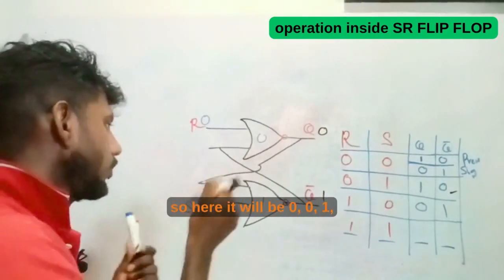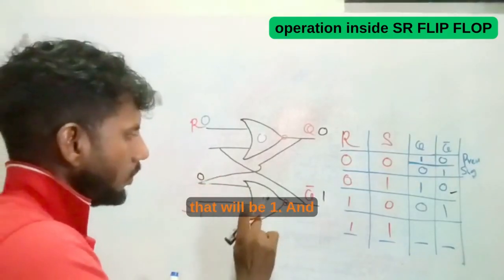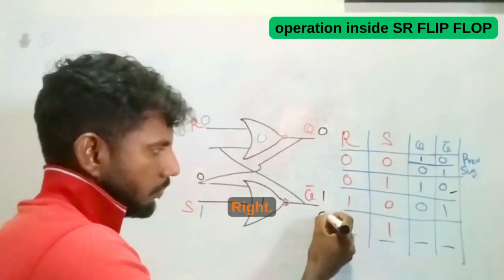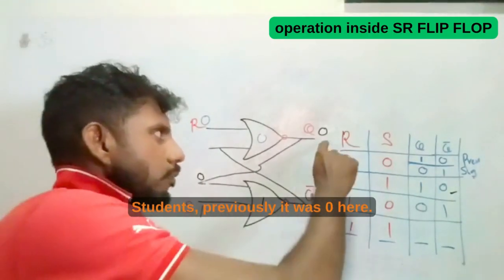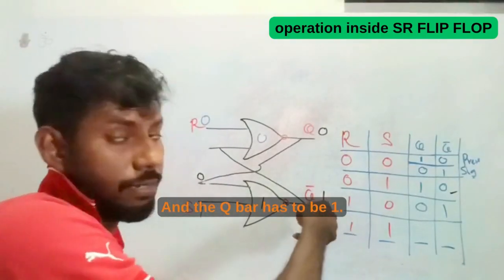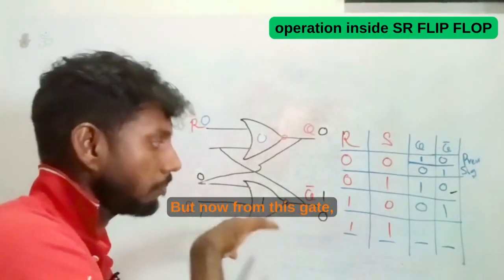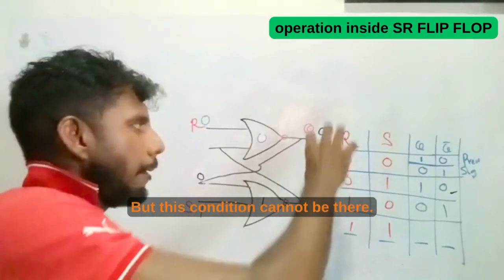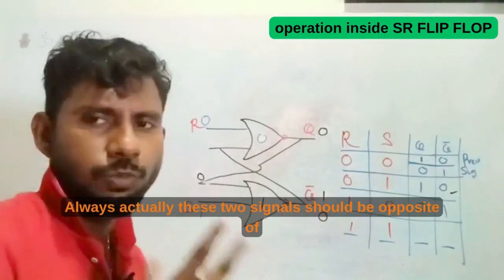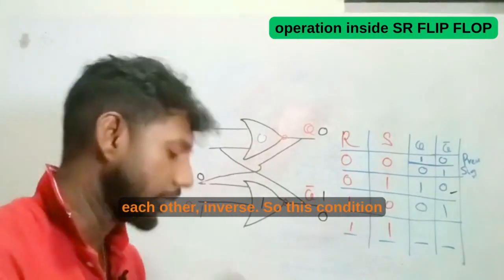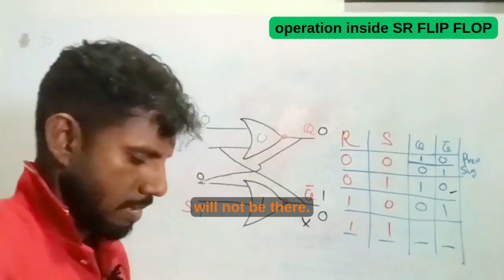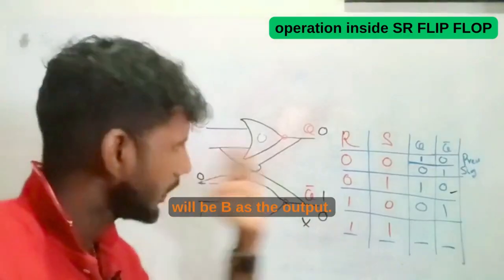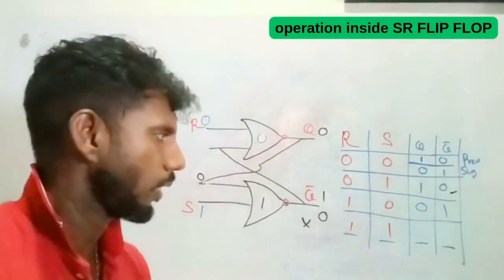Come up over here, so here it will be 0, 0, 1, that will be 1, and this NOT gate will convert it to a 0, right? Students, previously it was 0 here, and the Q bar has to be 1, but now this gate will convert it to 0, but this condition cannot be there. These two signals will always be opposite of each other, inverse. So this condition will not be there. Only 1, 0 will be the output, right?